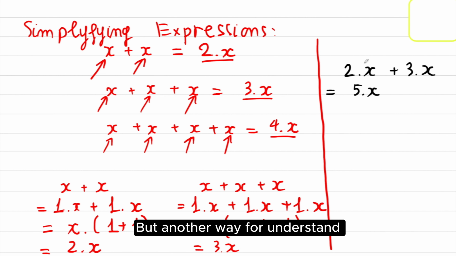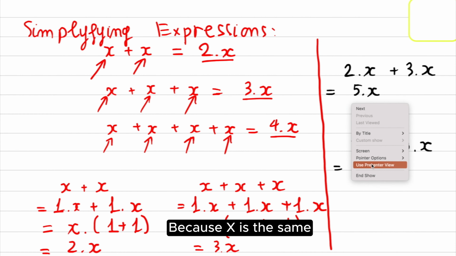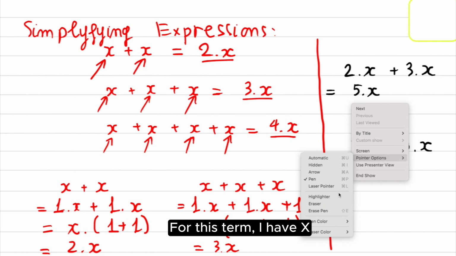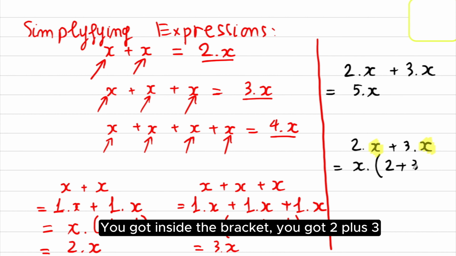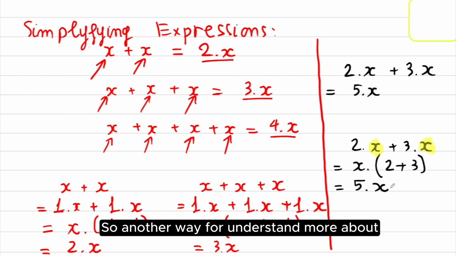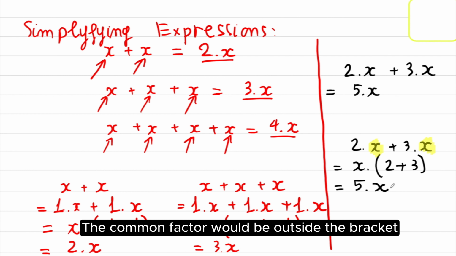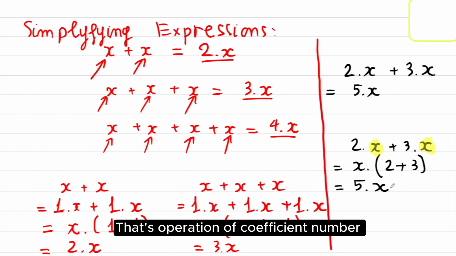But another way to understand more about this expression: I will take x outside because x is the same. For this term I have x, and for the second term I have x, so I take x outside. Inside the bracket, you've got 2 plus 3. So 2 plus 3 is 5, and that's why I got 5x here. Another way to understand simplifying is that you have to know about factorizing. The common factor will be outside the bracket, and inside the bracket is the operation on the coefficients.